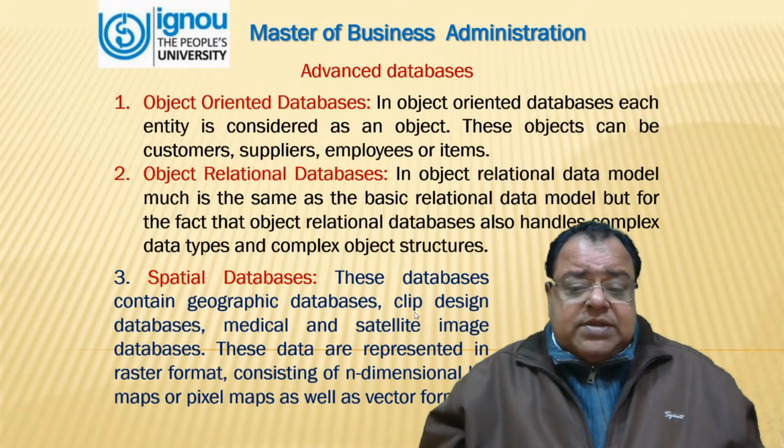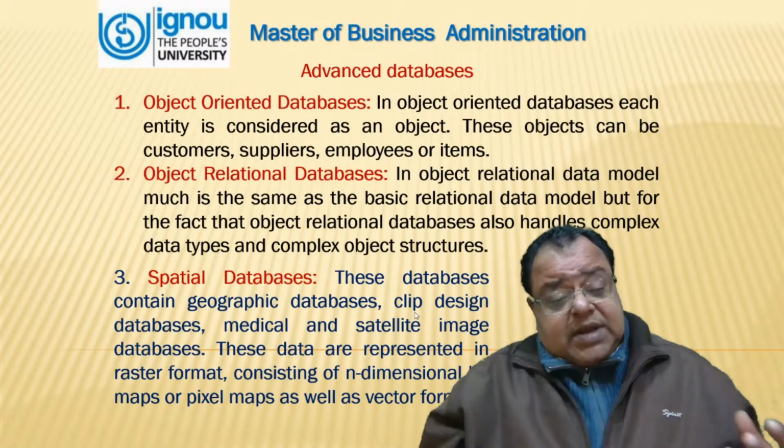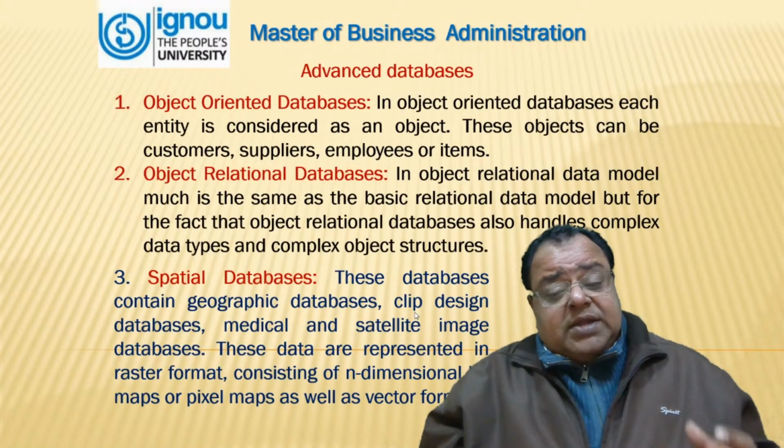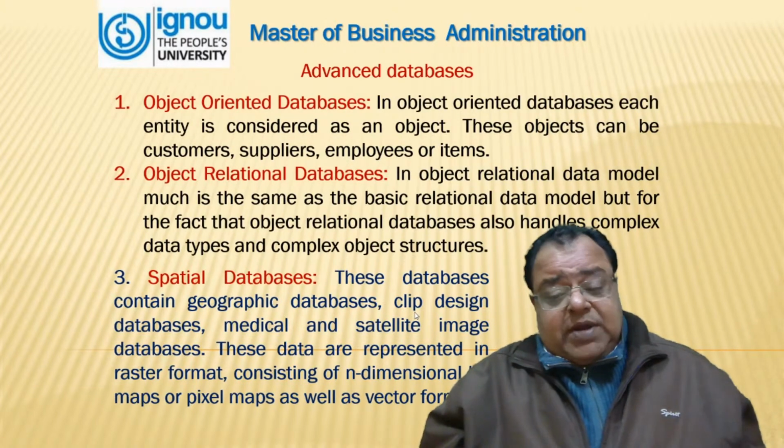Spatial databases. These databases contain geographic databases, clip design databases, and medical and satellite image databases. These data are represented in raster format consisting of n-dimensional bit maps or pixel maps, as well as vector format.